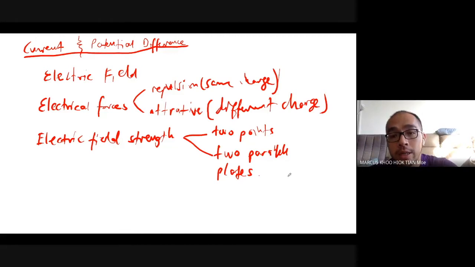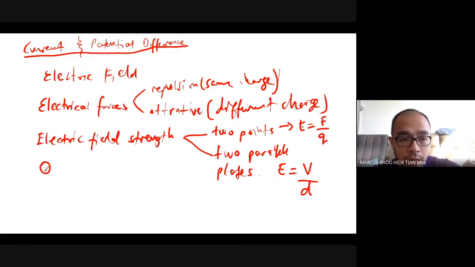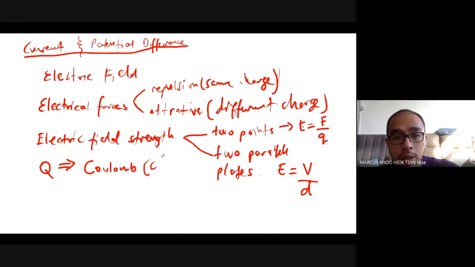In the case of two parallel plates, the electric field strength, the letter E, equals the voltage over the distance between the two plates. For the other case, E equals the force over the quantity of charge. Yesterday I mentioned that the quantity of charge is given by the letter Q, and its unit is C, which is called coulomb. This is something we're going to be looking at today.